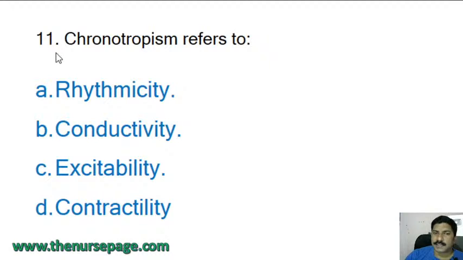This is actually an interesting question. Chronotropism refers to rhythmicity, conductivity, excitability, contractility.